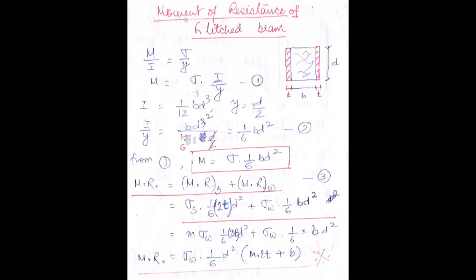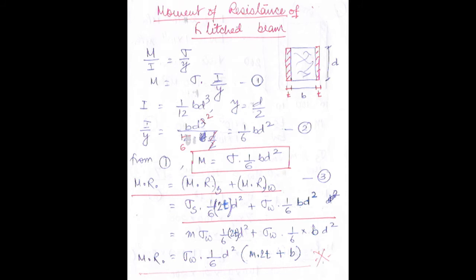Now let us see how we can find the expression for the moment of resistance. Here I have shown you one flitched beam. The blue colored part is the wooden part, and on two sides I have attached two steel plates of thickness T on both sides. The depth is D and the width of the wooden part is B, as you can see in the diagram. Let us go back to the basic equation.